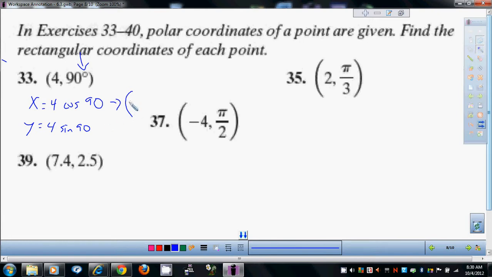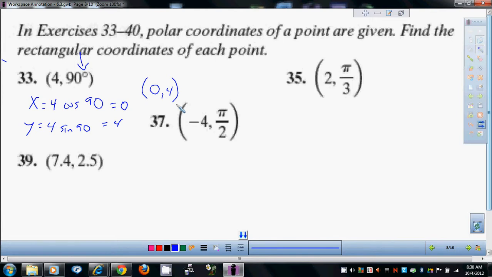Should be 40. Oh wait, no, you are completely right, sir. 0, 4. This one gives you 0. This one gives you 4. Therefore, your coordinate is 0, 4. Thank you. You were correct. I was incorrect.